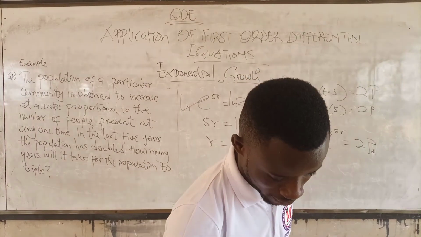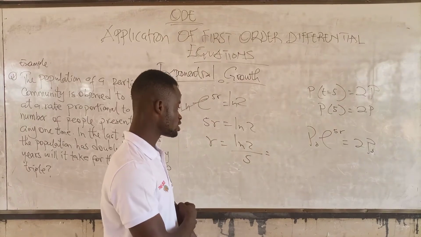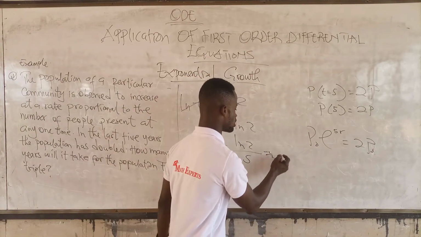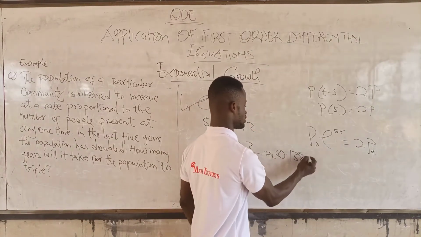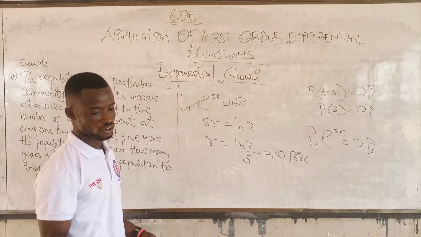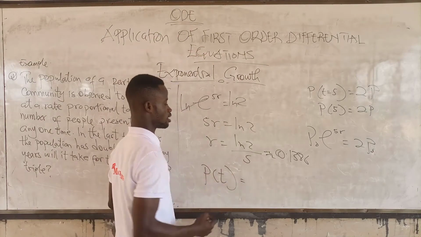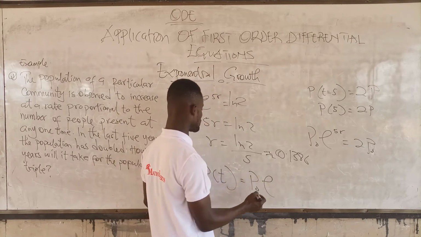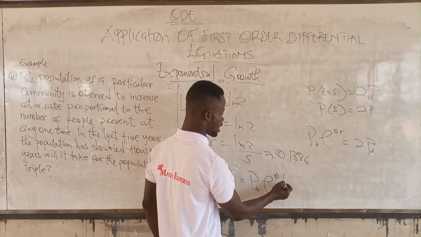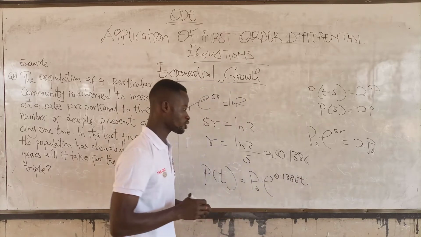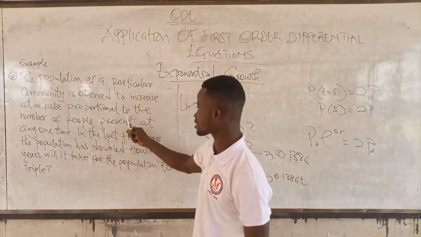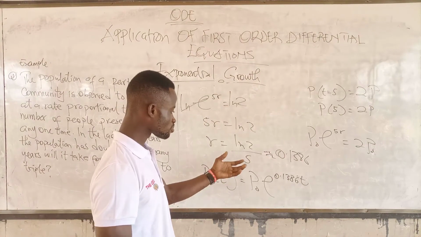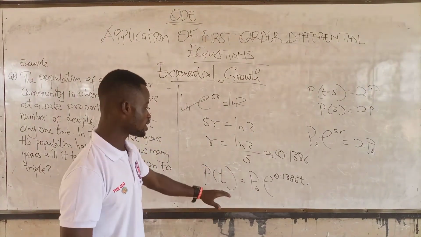And when you solve that, ln 2 over 5, or 1 over 5 times ln 2, is going to be approximately 0.1386. Alright, so that is the r. Now that we have the r, we can go and rewrite our particular solution to be P naught e raised to the power, instead of rt, we write 0.1386t. Now you can see clearly that here the r is positive because from the percent it was observed to increase, so there is no way that you are going to get that to be negative. Alright, so when it doubled, that is what we have.